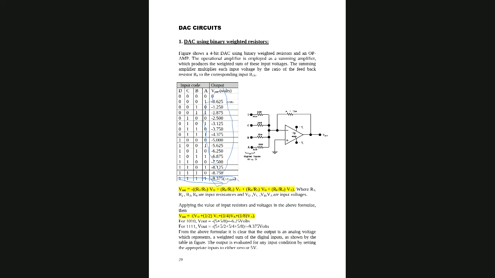Okay, yes, this is what we discussed last week. 1010. Okay, let's see 1010. For 1010, we are getting output minus 6.25 volt, right? Clear? So what do we have? K will be equal to what? Minus 6.25 volt over what is 1010? It is 10, right? If you divide by 10, what do you get? Minus 0.625. Same thing. So it is the same thing. Five plus 5 by 4 is what? Minus 5, minus 6.25. So it is the same.